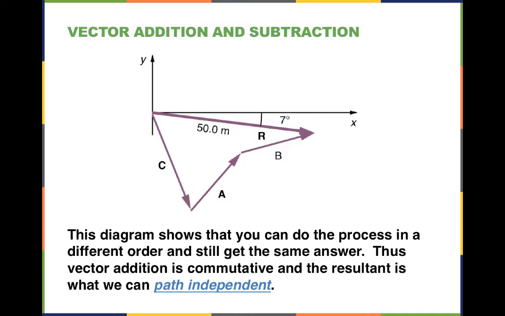Now, the order of the three vectors can be changed, and you will get the same answer. This is an example where instead of going A, B, C, we went C, A, B. And as you can see with the drawing, we got the exact same answer. So vector addition is what is known as commutative, which means that it is path independent. The resultant is path independent. A plus B plus C is equal to C plus A plus B. Now that's not always true in certain situations, but in vector addition like this, it is always true. It is always commutative.